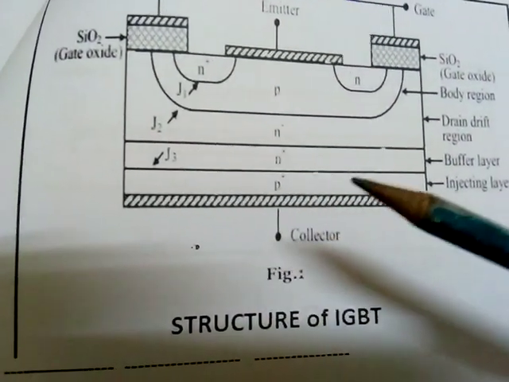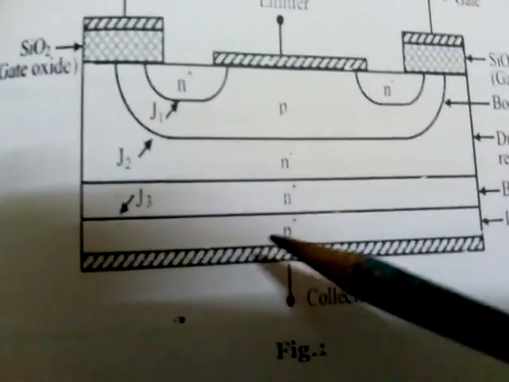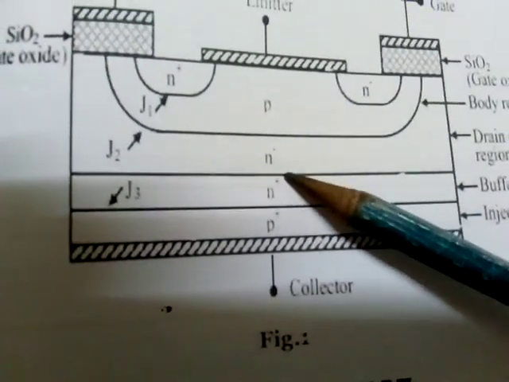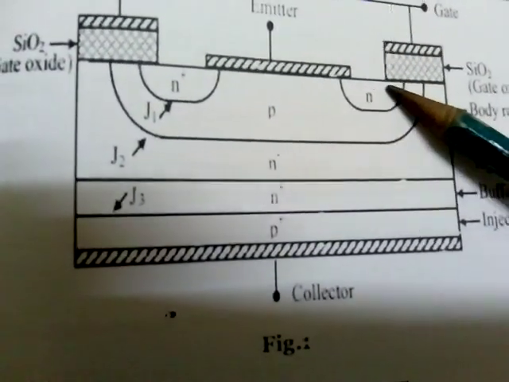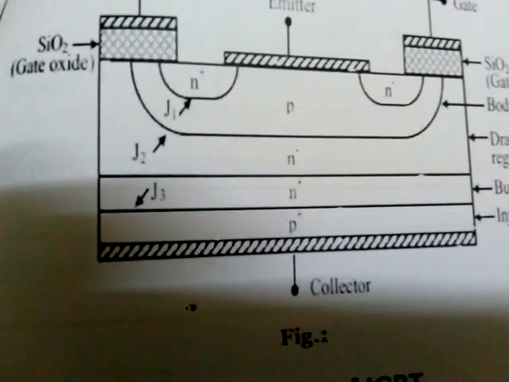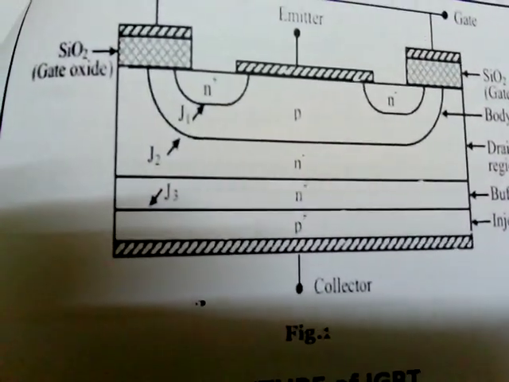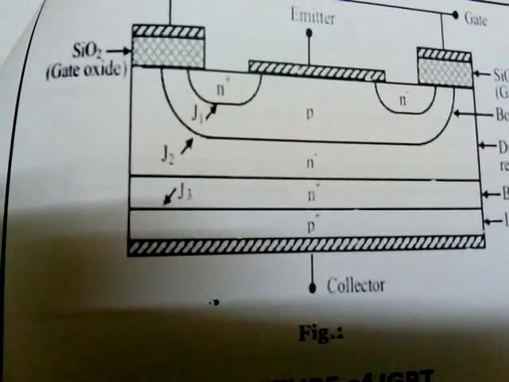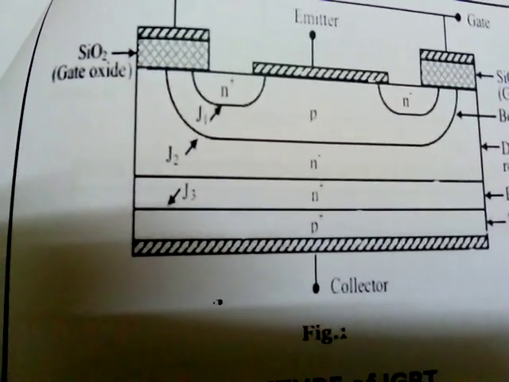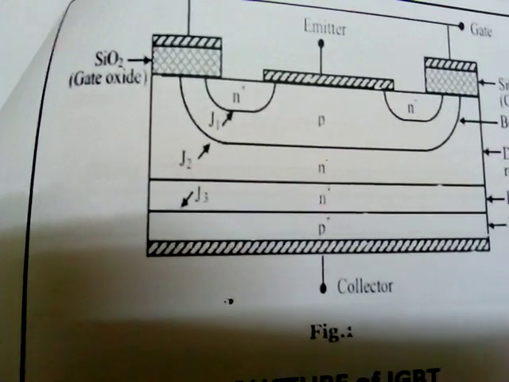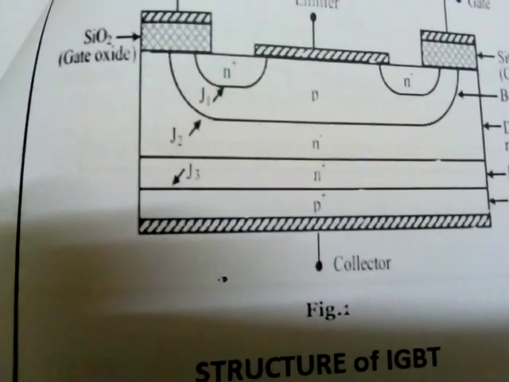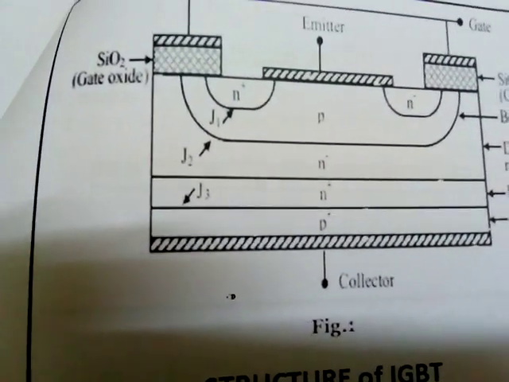It is a PN-PN structure. You can see P-N, P-N, like an SCR, but the regenerative process is restricted. Hence, there is no latching. Its gate characteristics is like MOSFET.